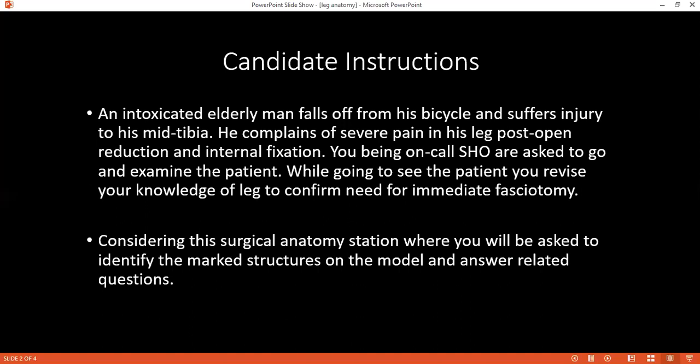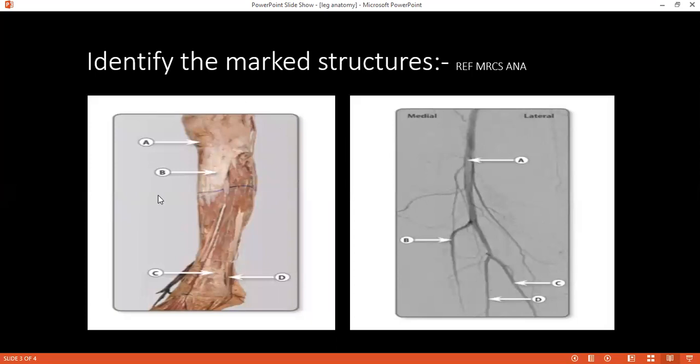If you have read and understood, kindly tell me how many compartments there are in the leg. In the lower leg, there's an anterior compartment, a lateral compartment, and the posterior compartment. The posterior compartment is again divided into a superficial and a deep compartment.